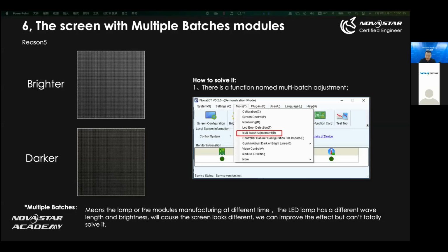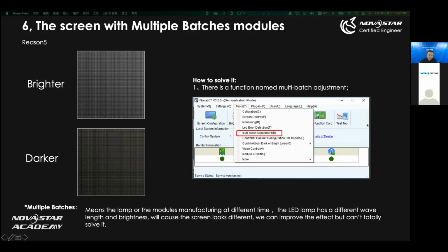Actually, the different batches problem is hard to fix, but we can try to improve the screen effects. We can use our software with a multi-batch adjustment function, or with the adjust coefficient function. Observe the screen and adjust it.